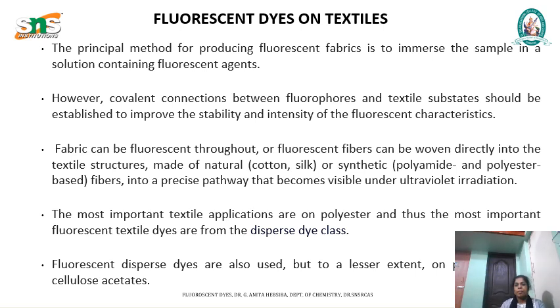The most important textile applications are on polyester, and thus the most important fluorescent textile dyes are from the disperse dye class. We have many different dye classes, right? These disperse dyes are usually applied on polyester, and since we would like to apply fluorescent dyes on polyester fabric, we recommend the disperse dye class be used as fluorescent dyes. Fluorescent disperse dyes are also used, but to a lesser extent, on cellulose acetate.